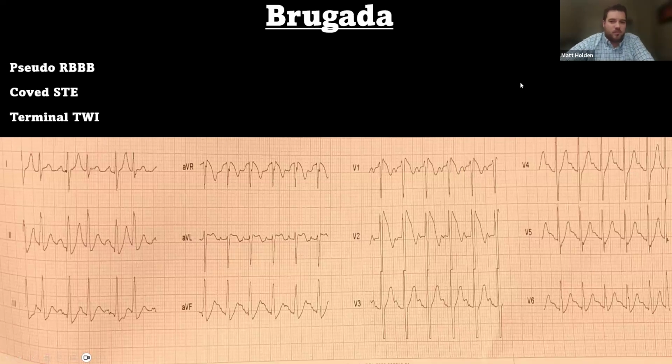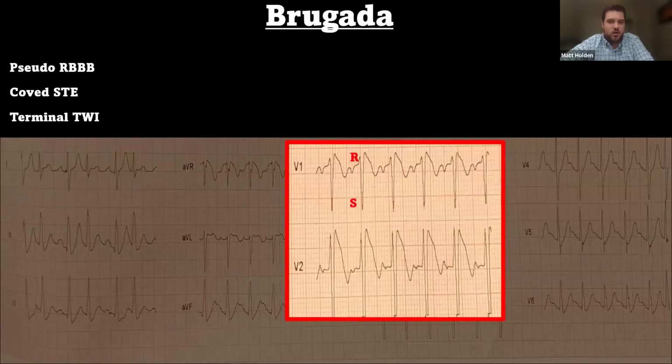So right off the bat, here's this patient. They called with a fever, and I don't remember why I did a 12 lead on them, but regardless. In this patient, we can see a pseudo right bundle branch block. So let's zoom in on V1. We have an RSR prime, and you can see this coved ST elevation right here, right?